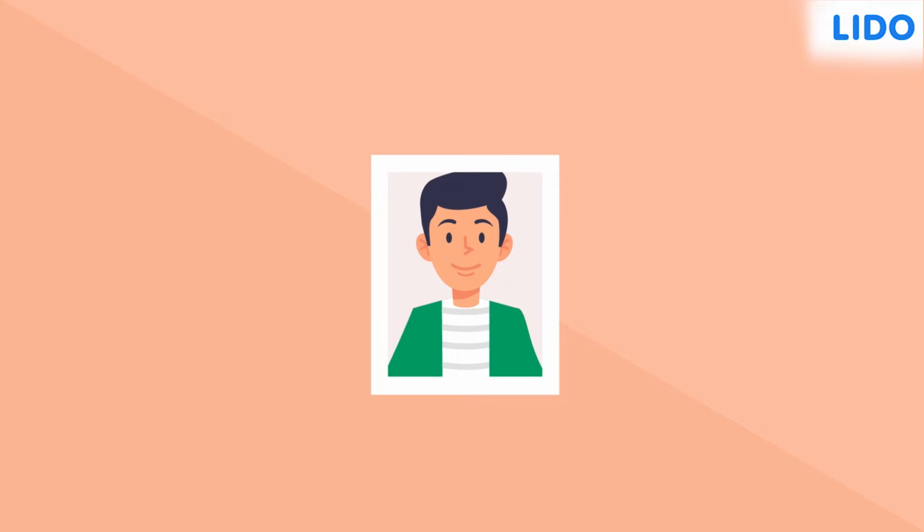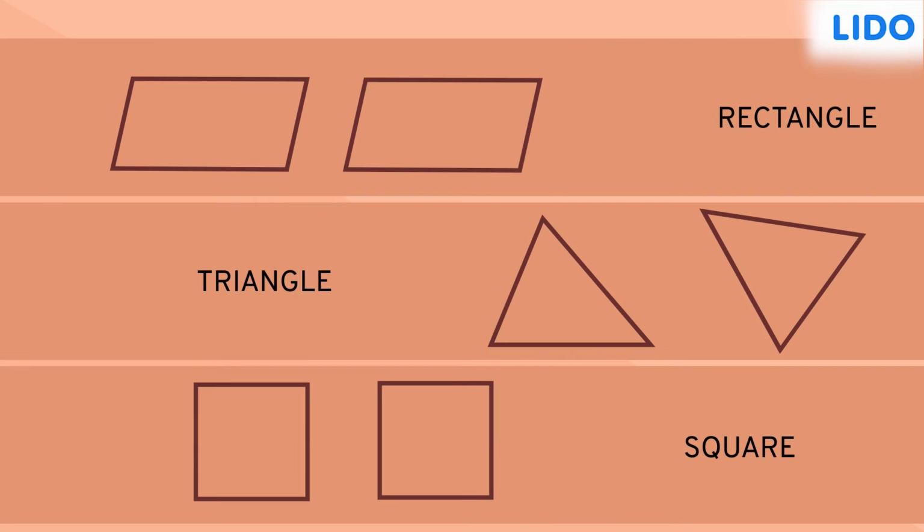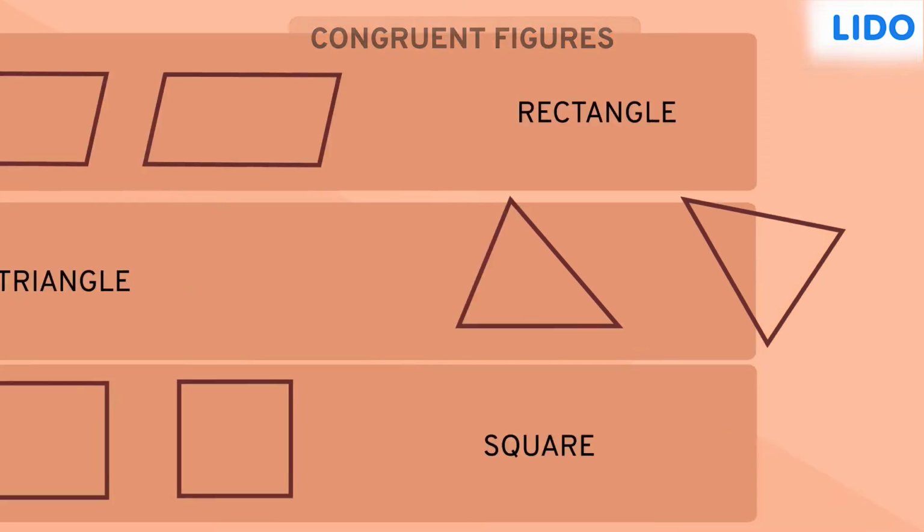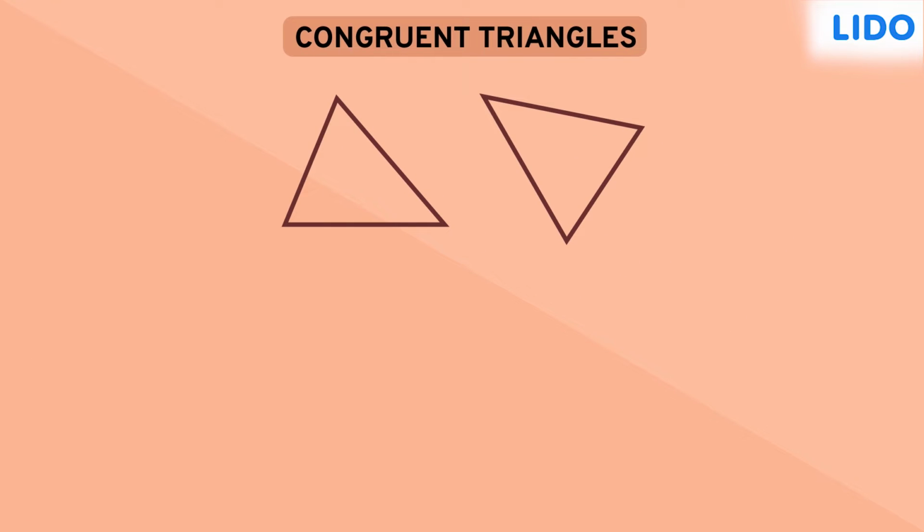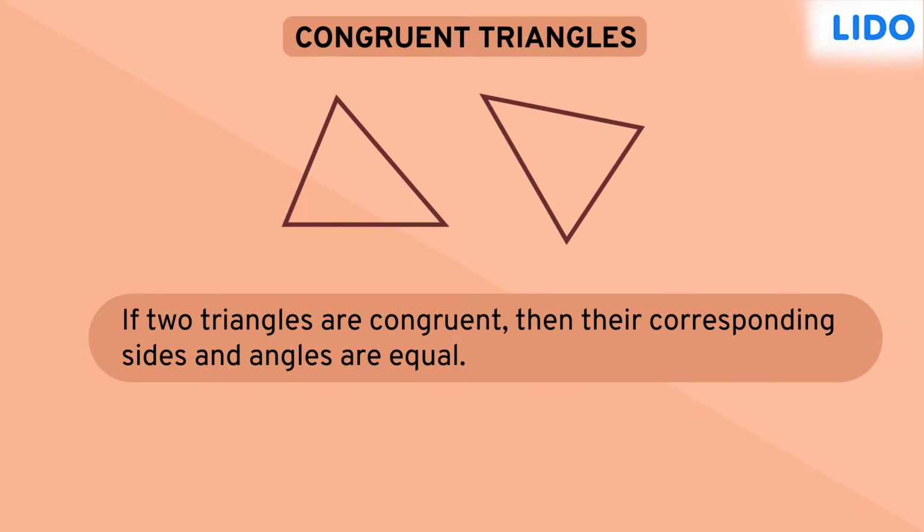Just like these photographs, even geometrical figures can be of the same shape and size. We call such figures congruent figures. To understand this better, let's study congruent triangles. If two triangles are congruent, then their corresponding sides and angles are equal.